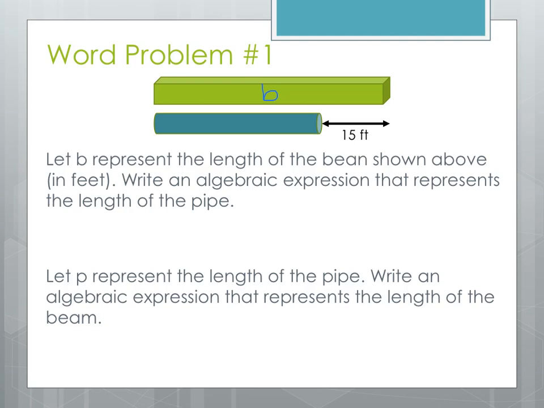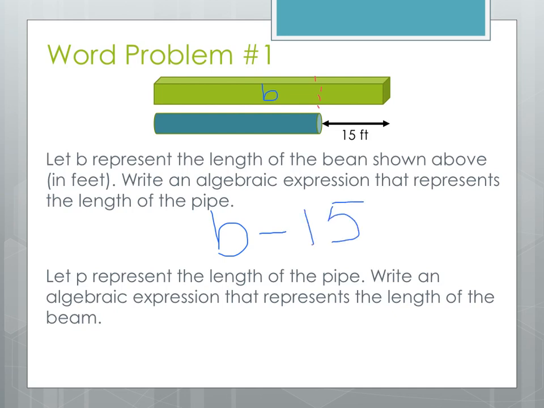To do that, we have the whole length of the beam, and then the pipe is shorter than it. It's 15 feet shorter. So to write that as an algebraic expression, we're going to have to chop off the beam, right? How much of it are we chopping off? Well, that 15 feet that's left over. To write that algebraically, we would say B minus 15 feet.